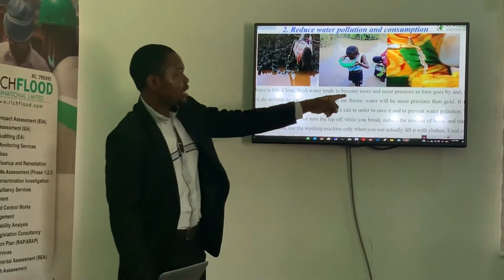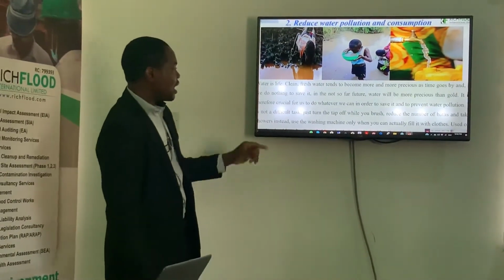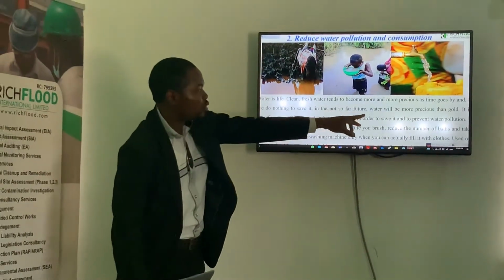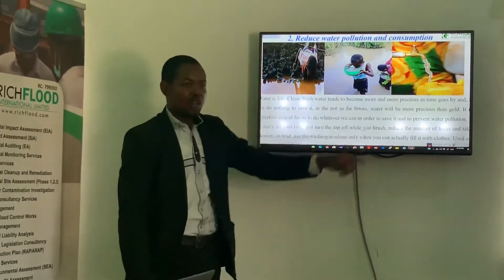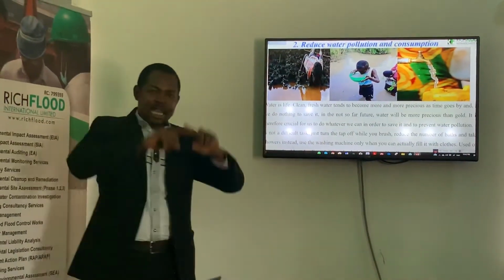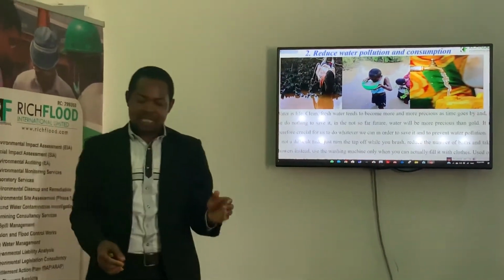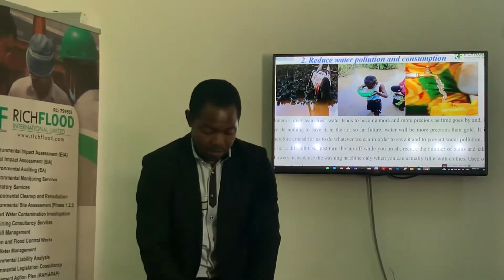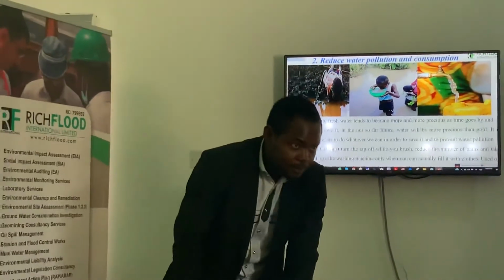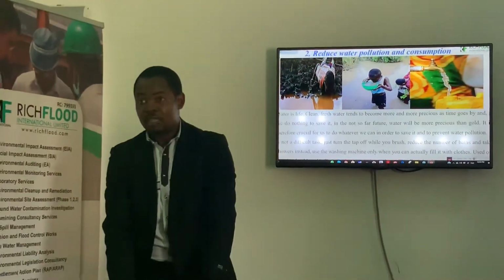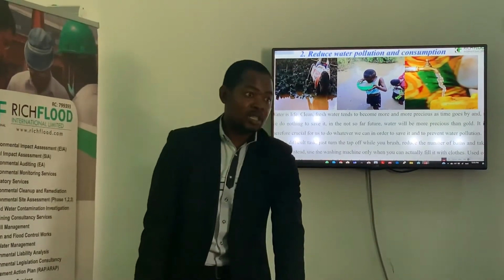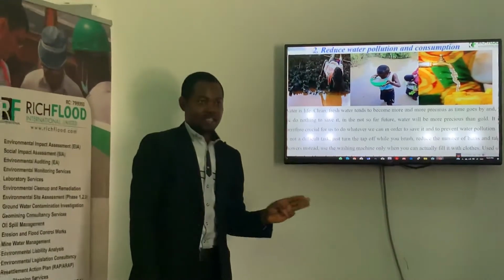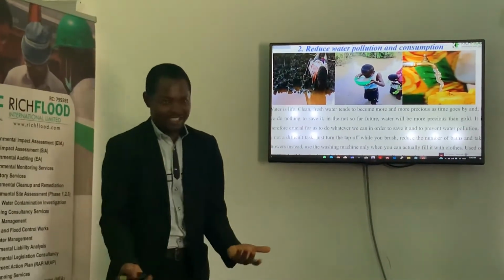Like we said, clean fresh water tends to become more and more precious as time goes by. And if we do nothing to save it in the not so far future, water will be more precious than gold. And why is this so? The planet is made up of 97% water. Out of the 100% water on the surface of the earth, 97% is salt water. Only 3% is consumable. And out of this 3%, we only have access to how many?